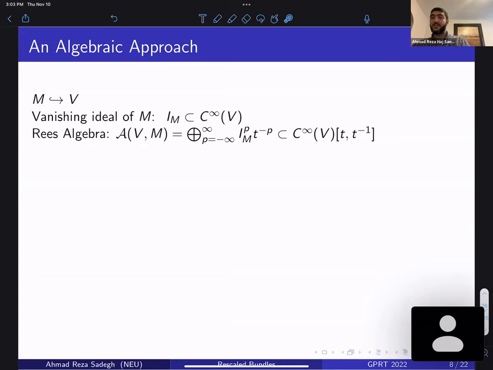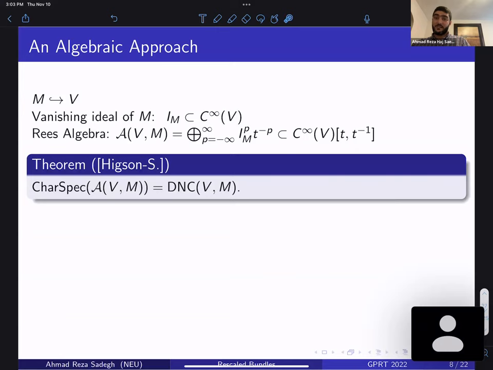We are going to define the Rees algebra of A as this direct sum of powers of this ideal with a parameter t, to an appropriate power. And the t is just a formal parameter in the space of formal Laurent polynomials with coefficients inside C infinity of V.